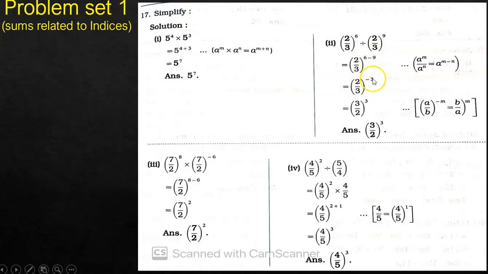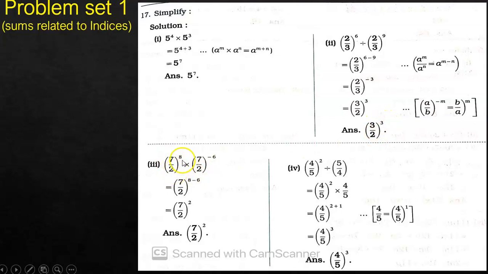2 upon 3 raised to minus 3. Now I don't want to keep the negative sign. So I have 3 upon 2 raised to 3. And this is the law which I have used. A upon b raised to minus m is equal to b upon a raised to m. And the final answer is 3 upon 2 raised to 3.